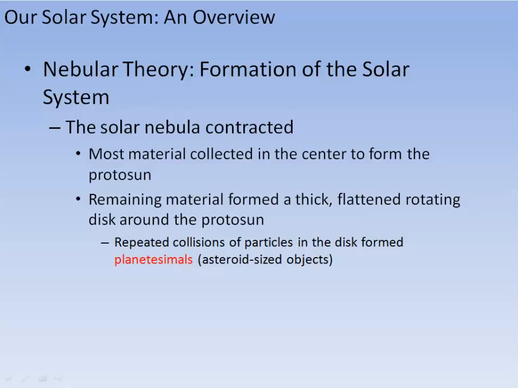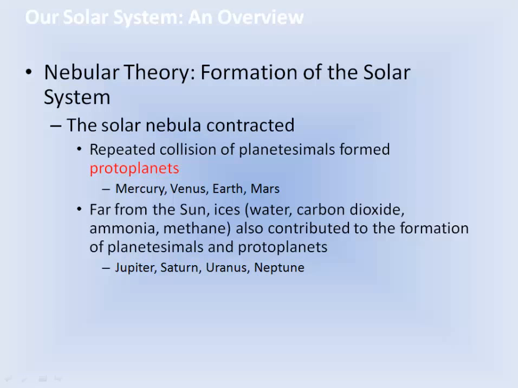Repeated collisions of particles in the disk formed the planetesimals, asteroid-sized objects. Repeated collisions of planetesimals formed protoplanets, Mercury, Venus, Earth, and Mars. Far from the Sun, ices, water, carbon dioxide, ammonia, and methane also contribute to the formation of planetesimals and protoplanets, like Jupiter, Saturn, Uranus, and Neptune.